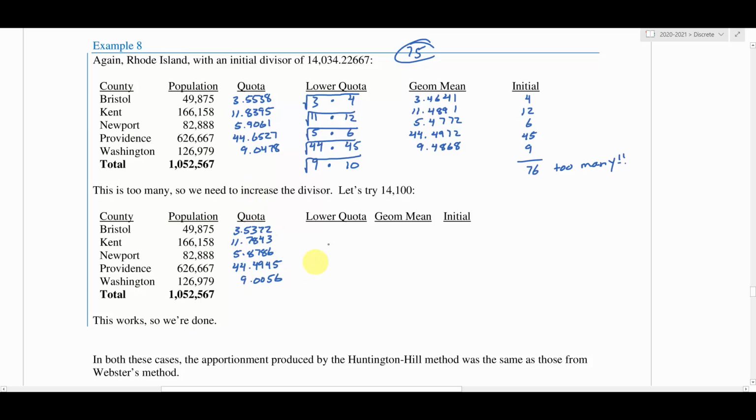All right, I've got my quotas here, so now I'm going to write my lower quota along with the next number up, which I call the upper quota, so lower and upper quota here. So this will be 3 and 4, 11 and 12. Okay, so I got all my lower and upper quotas written. Now to calculate my geometric mean, I'm going to multiply and square root.